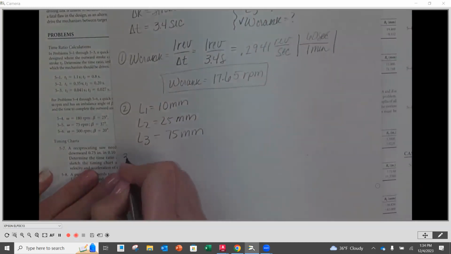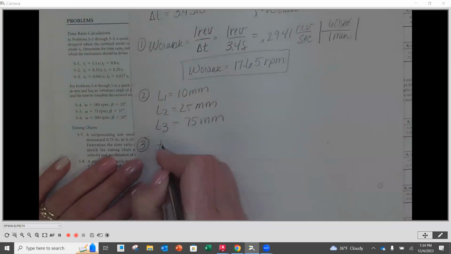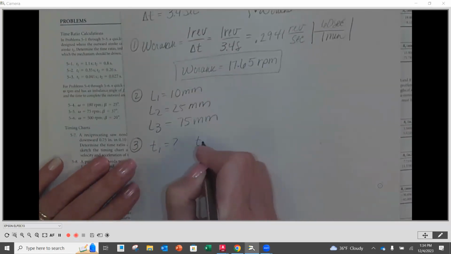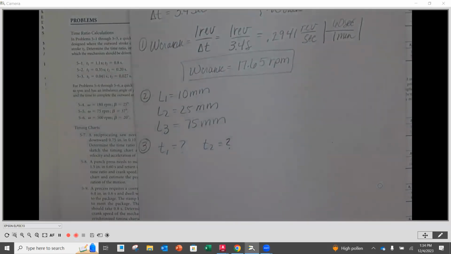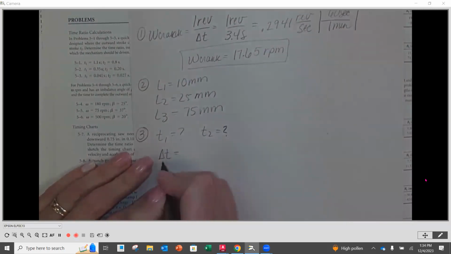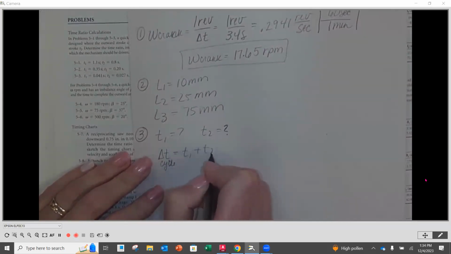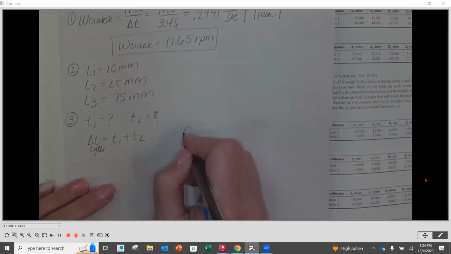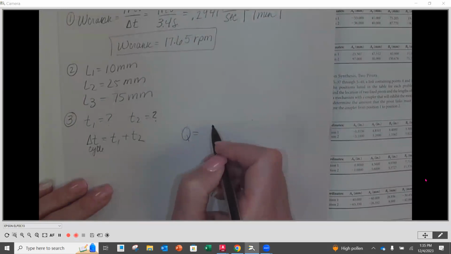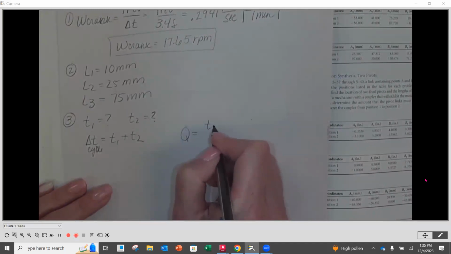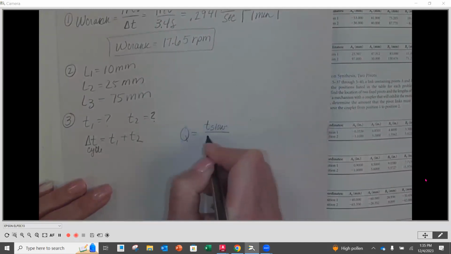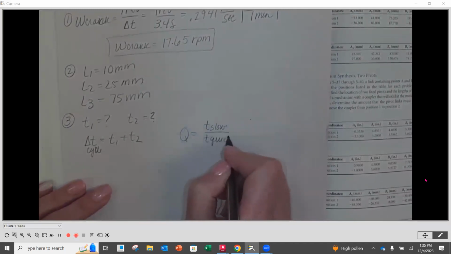So for part number 3 here, we need to determine what is T1 and also what is T2. Now we have 2 equations for T1 and T2. We have the change in time or the total cycle. So this is your cycle time. It's going to be equal to T1 plus T2. And the other equation we have is Q, our time ratio, is going to be equal to the time of the slower divided by the time of the quick return.